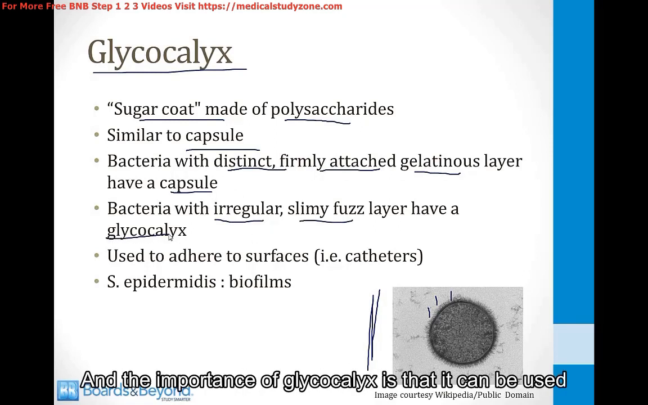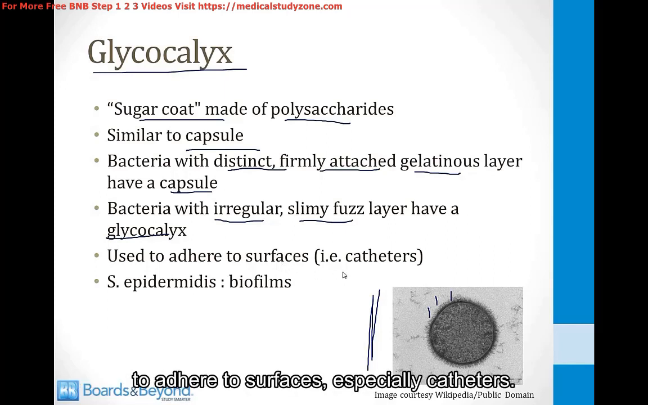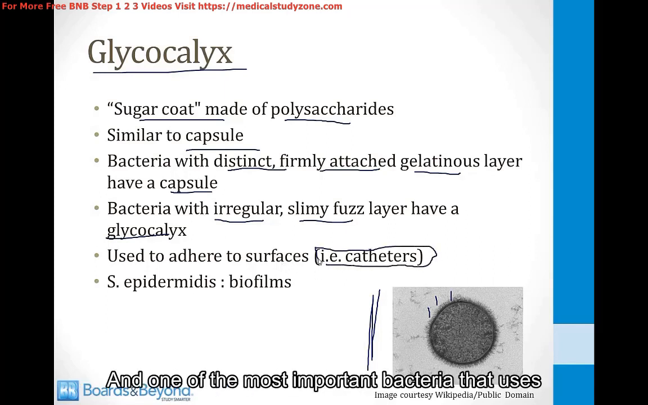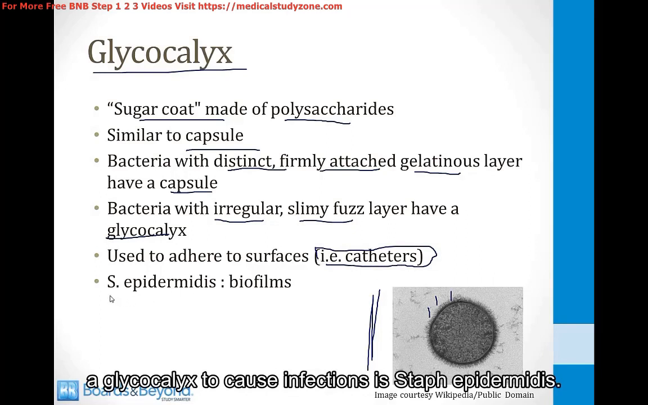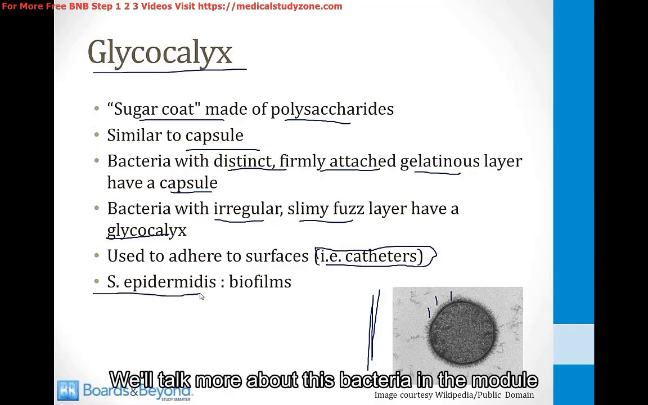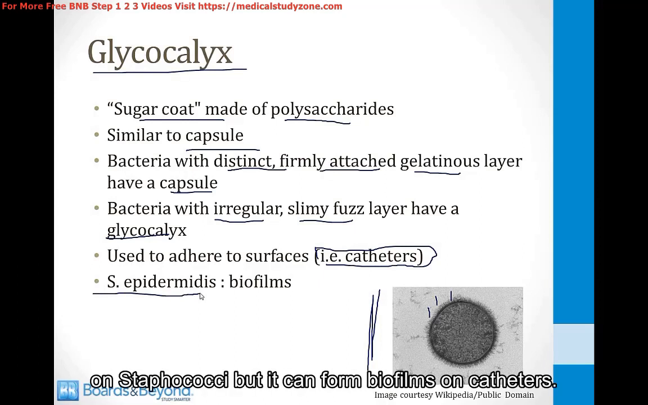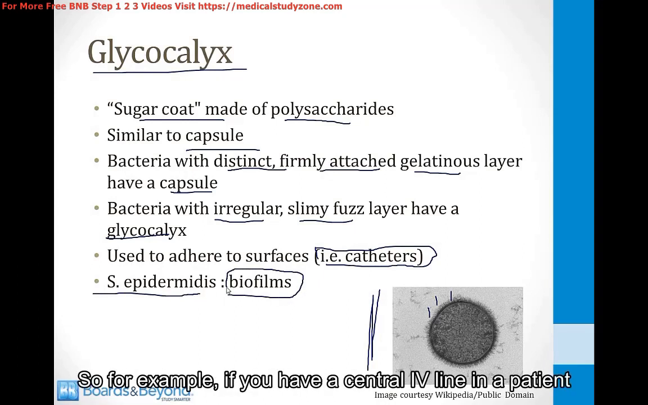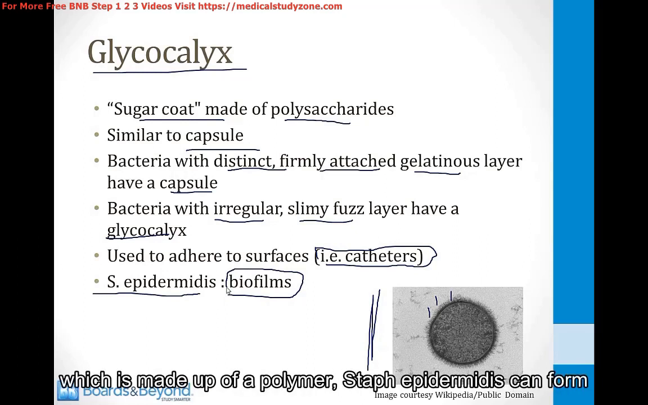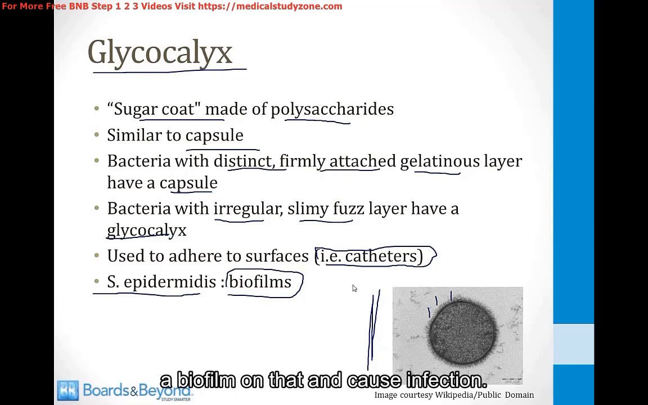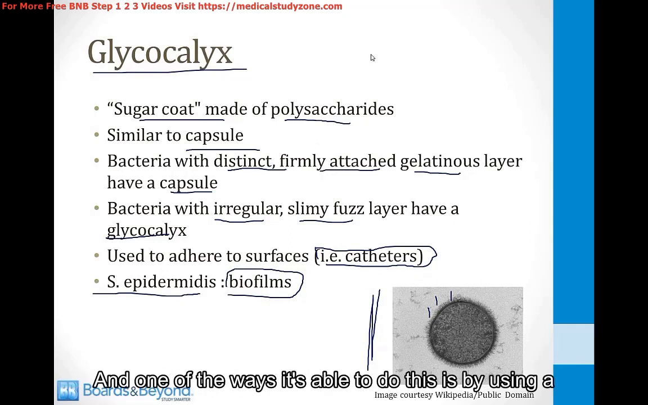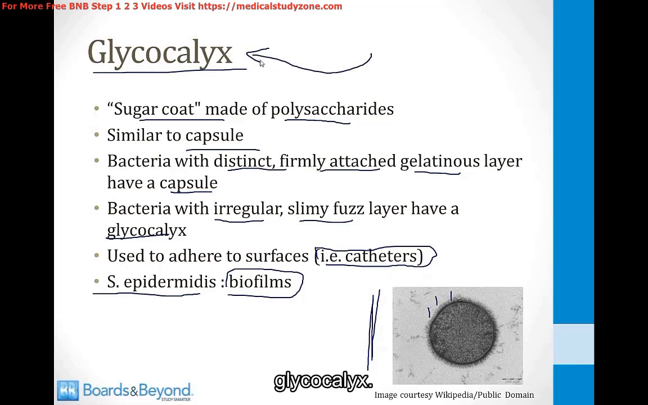And the importance of the glycocalyx is that it can be used to adhere to surfaces, especially catheters. And one of the most important bacteria that uses a glycocalyx to cause infections is Staph epidermidis. We'll talk more about this bacteria in the module on staphylococci, but it can form biofilms on catheters. So for example, if you have a central IV line in a patient which is made up of a polymer, Staph epidermidis can form a biofilm on that and cause infection. And one of the ways it's able to do this is by using a glycocalyx.